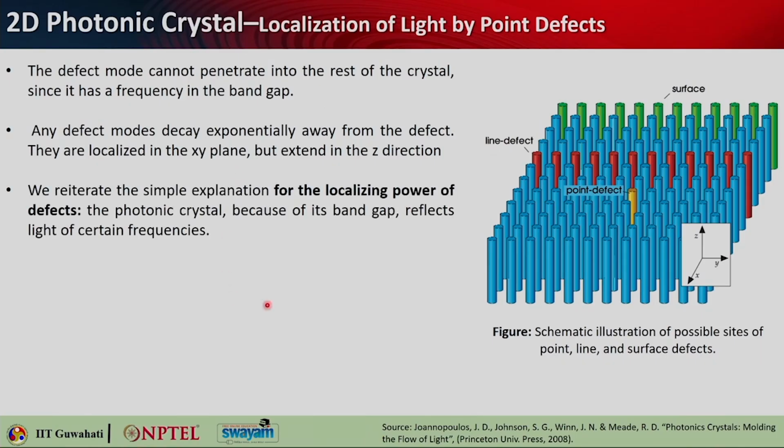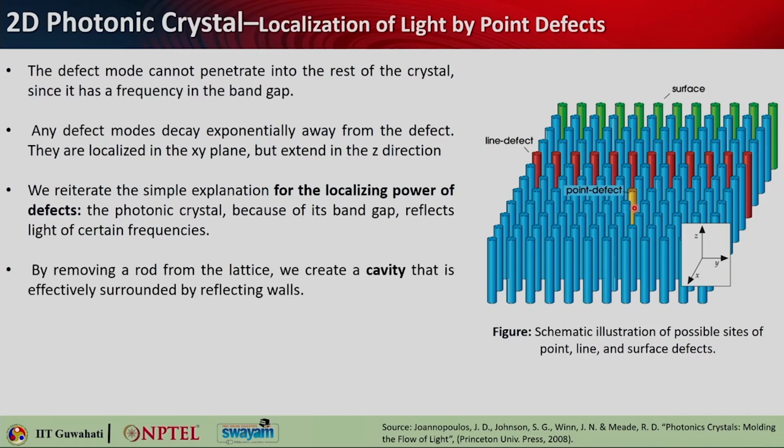Okay. So, we reiterate the simple explanation for the localizing power of the defects. The photonic crystal, because of the band gap, can reflect light of certain frequencies, and if you use a point defect, you are able to localize power at a particular point inside the photonic crystal.